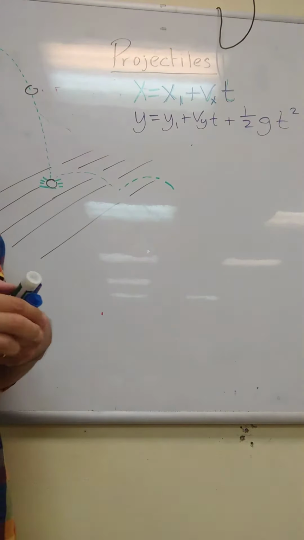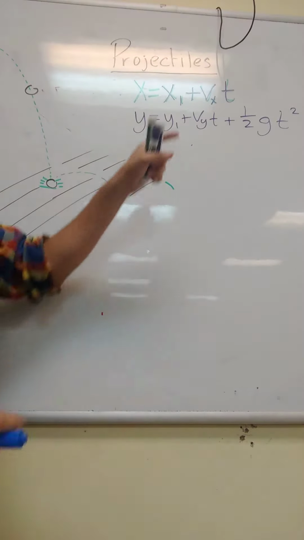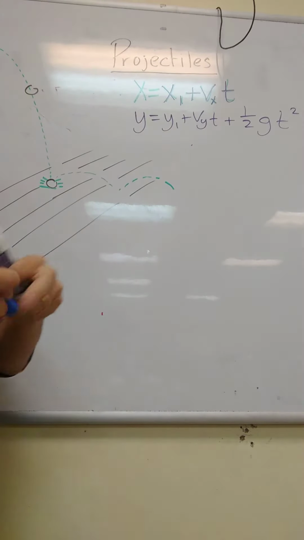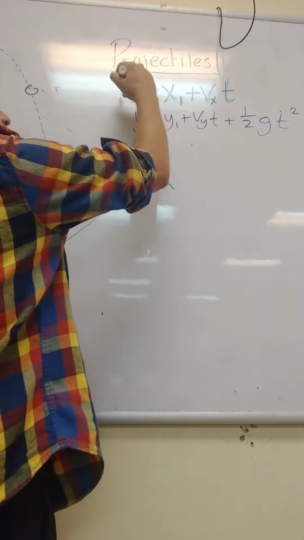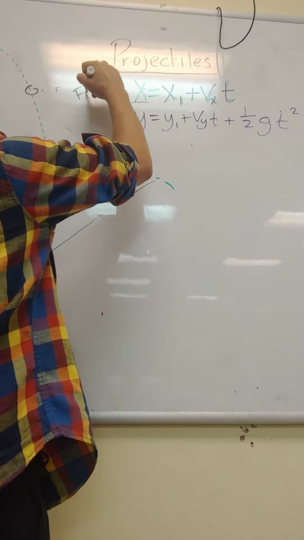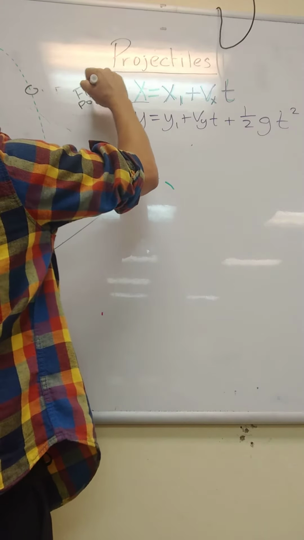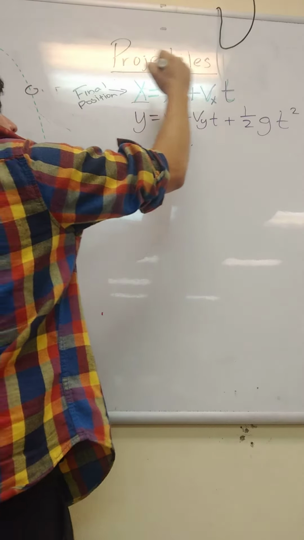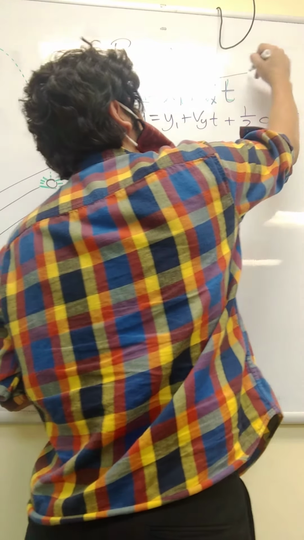First off, Mr. Galt, what does x and x1 mean? The x is the final position, and x1 is initial position. Yes, very good. Final position in the x direction, and this guy is initial position. Very good.